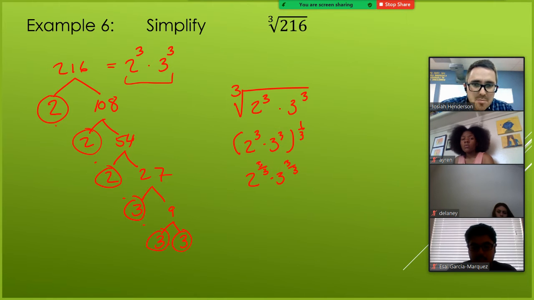Okay, and then just like the last problem, they're going away. They're completely dissolving. 3 over 3 is 1. 3 over 3 is 1 again. So we're just left with this 2 to the 1, 3 to the 1. They're being multiplied, so that's 2 times 3, 6. So our final answer, our simplified form here, is 6.